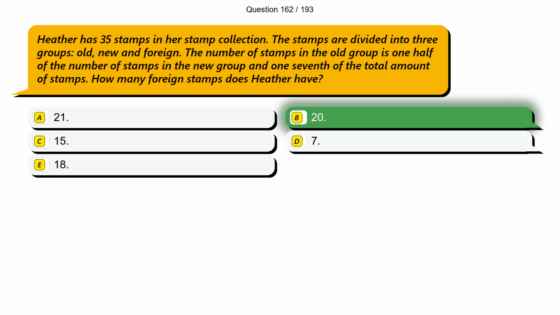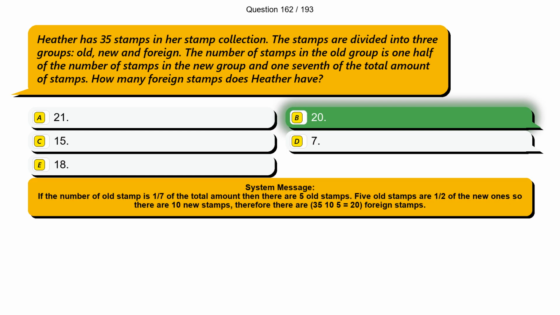The correct answer is option B, 20. If the number of old stamps is 1/7 of the total amount, then there are 5 old stamps. 5 old stamps are 1/2 of the new ones, so there are 10 new stamps, therefore there are 35 - 10 - 5 equals 20 foreign stamps.